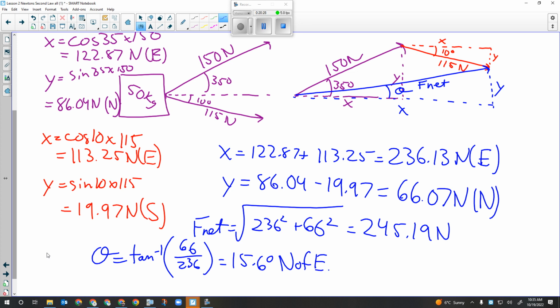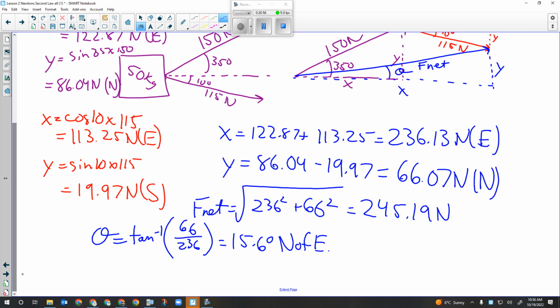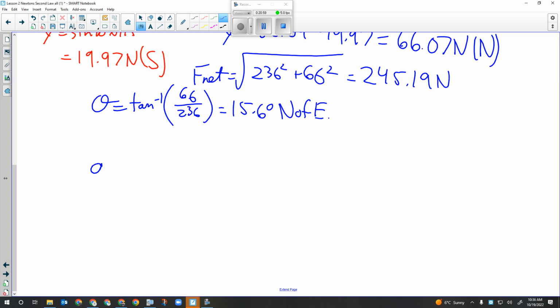One more step. Don't you clearly state that your F net is at 15.6 degrees north? Only if that's what the question asks for. But you're after acceleration. Right. So what do I do next? Calculate acceleration using F net equals mass times acceleration, which would be your 245.19 newtons divided by the 50.